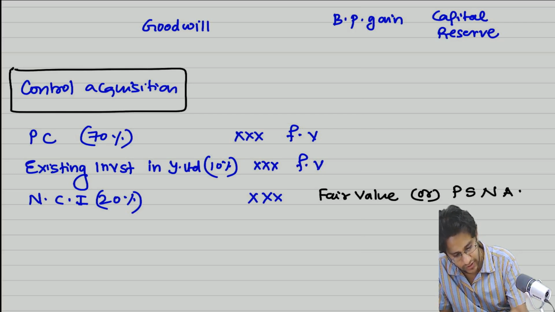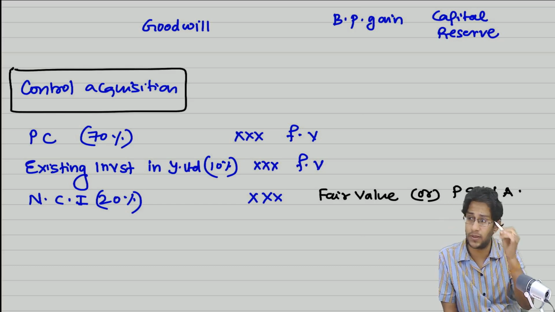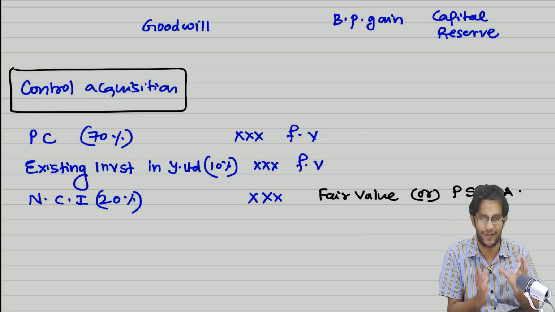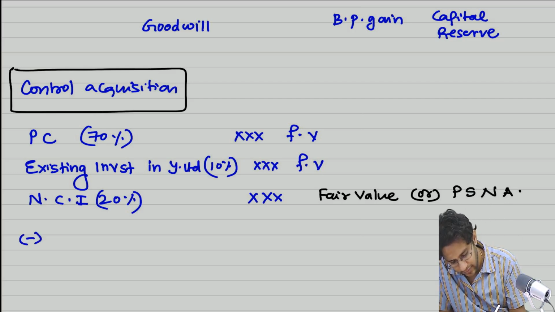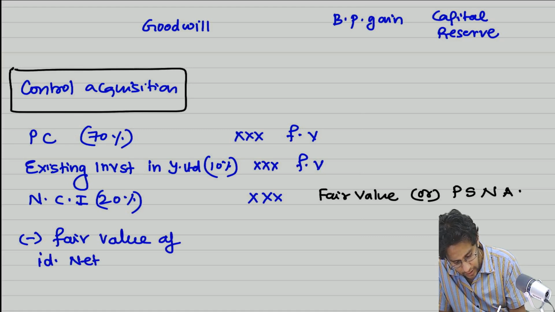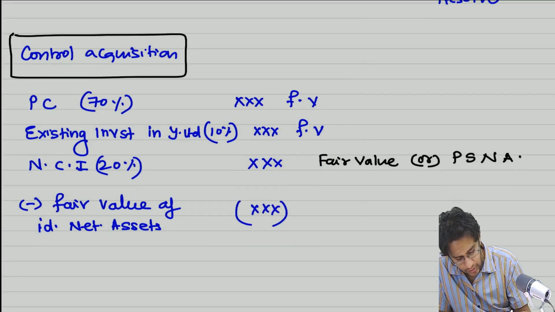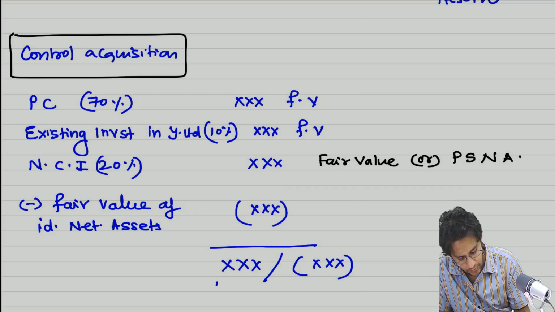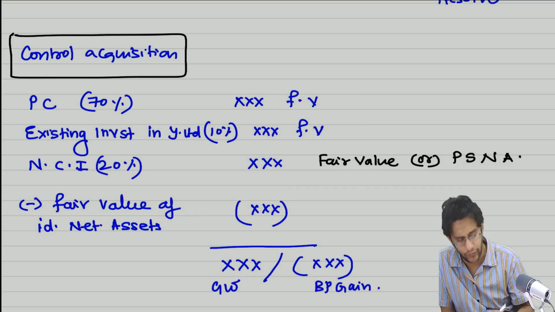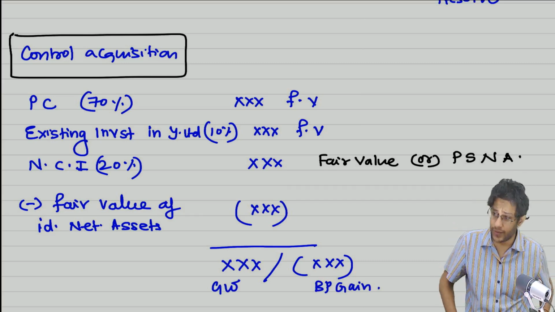Proportionate share of net assets means, now 70 plus 10 plus 20, total 100% shares' value you have identified. From this deduct the fair value of identifiable net assets on acquisition date. The resulting number, positive or negative: positive is goodwill, negative is a bargain purchase gain, which will be transferred and reflected as capital reserve ultimately.